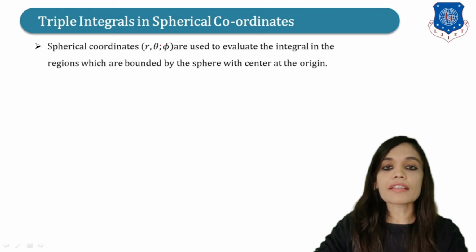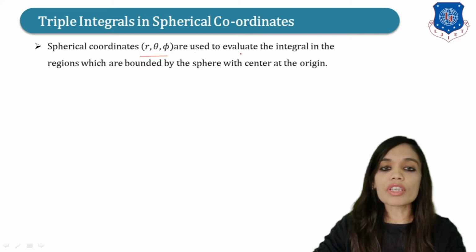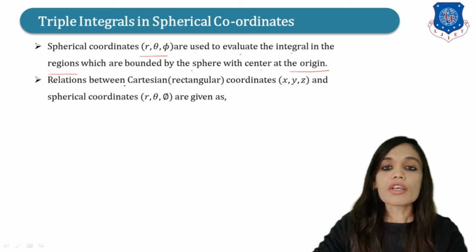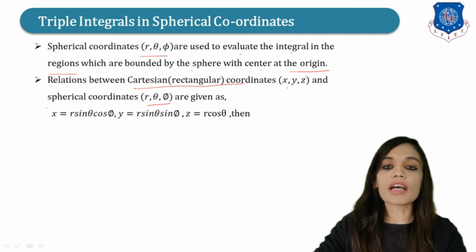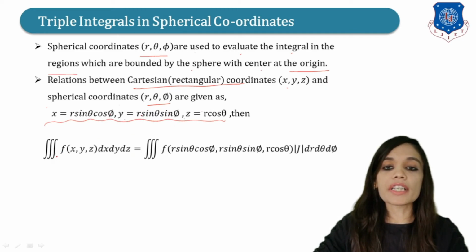Now let's go to our next topic, that is triple integrals in spherical coordinates, right? Spherical coordinates r, theta and phi are used to evaluate the integral in the regions which are bounded by the sphere with center at the origin. Okay, so the relations between Cartesian coordinates x, y, z and the spherical coordinates r, theta and phi are given as x is equals to r sin theta cos phi, y is equals to r sin theta sin phi, and z is equals to what? R cos theta.